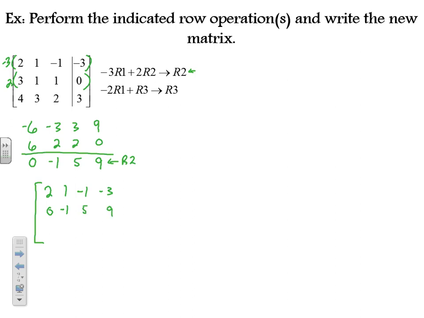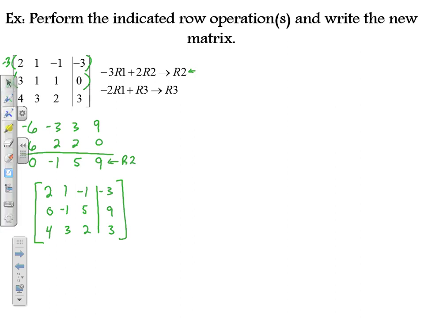Now we still haven't done anything to row 3, so we'll put that in as normal: 4, 3, 2, and 3 in this case, with the bar to separate the constant from the coefficient matrix. All right, so now let's go ahead and do this next operation. Looking at this one, it says take row 1, multiply it by a -2, and take row 3, and don't do anything to it, and add those two rows together. And whatever we get, put that into row 3 of the new matrix.